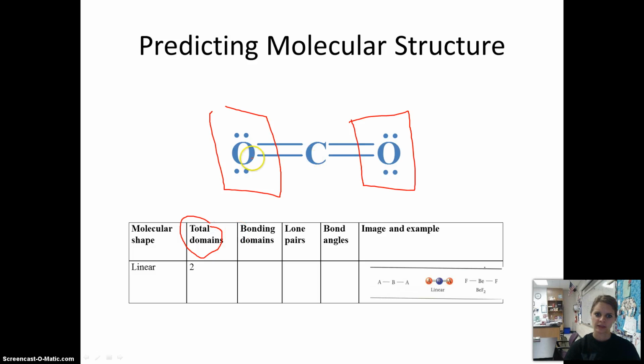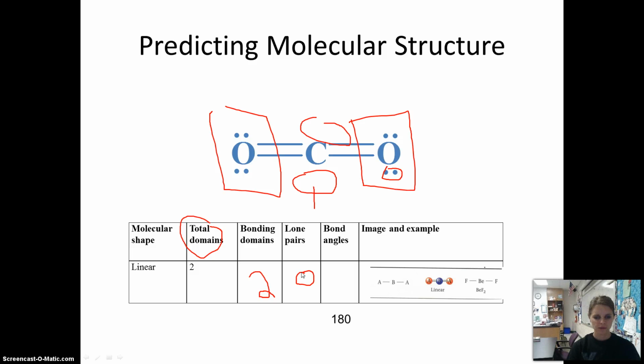So when I look at the left side domain, I would say it's bonded. The right side domain, it's bonded. There's a total of two bonding domains. I know that each of them have double bonds. You don't count the bonds. You're just counting are they bonded or are they not. Taking a look, I don't have any lone pairs around the central carbon. Lone pairs are these double dot things. Remember the two electron pairs? Those are lone pairs. We're only looking at the central atom though, and there's no lone pairs around the carbon.